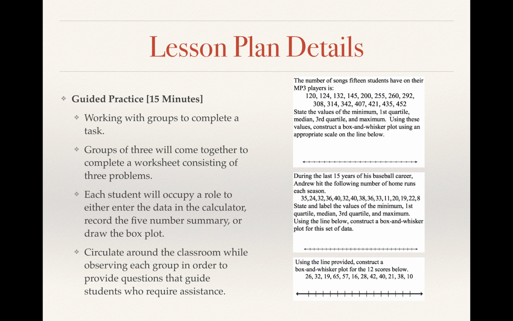Students will then spend 15 minutes working in collaborative learning groups of 3 students to complete an activity that consists of 3 examples. Each student will occupy a role to either enter the data in the calculator, record the 5-number summary, or draw the box plot. Students will rotate roles per problem to ensure that each student has successfully participated in practicing each component of the problem. The information that students obtained from the whole class instruction portion of the lesson will guide this practice, and each student will have the opportunity to practice their newly acquired skills.